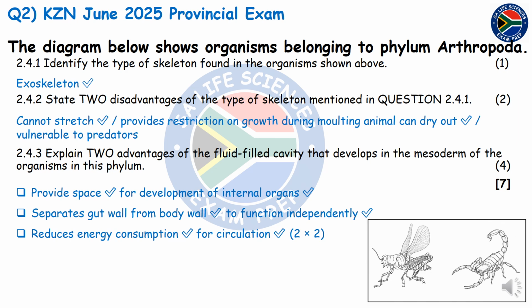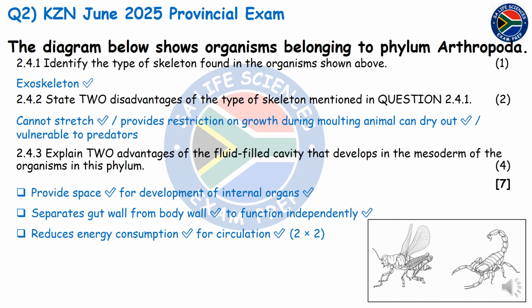2.4.2 State 2 disadvantages of the type of skeleton mentioned above. So, number 1, the skeleton cannot stretch. So this means that the growth is quite restricted during molting, and the animal can dry out, and also the animal is left vulnerable to predators. So for this question, you only have to state. There is no need to explain each disadvantage. The question is only worth 2 marks, so your answer should be about 2 lines long.